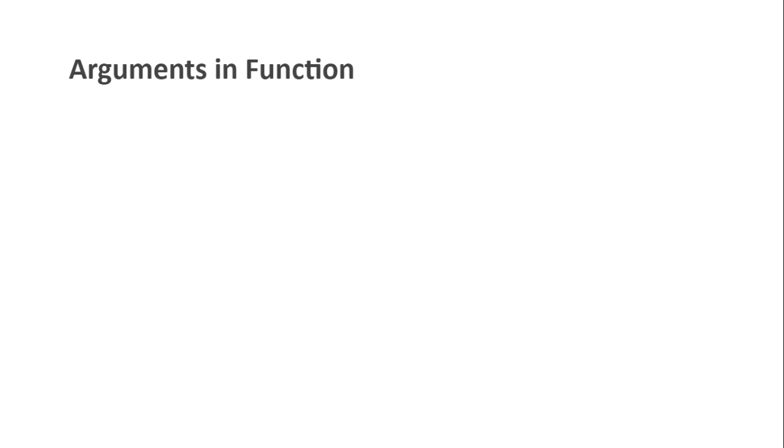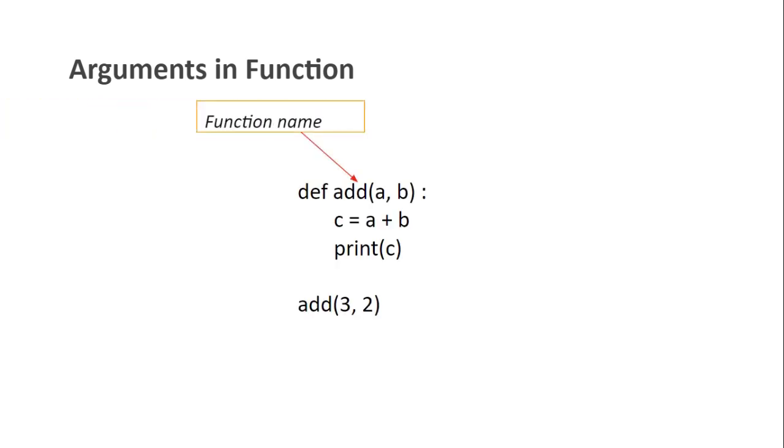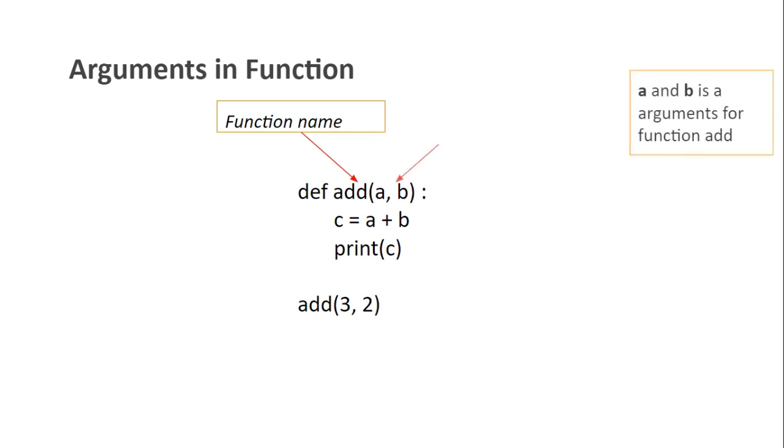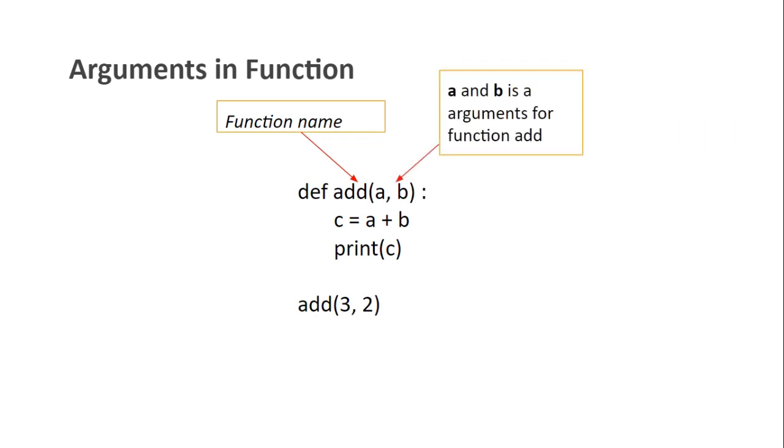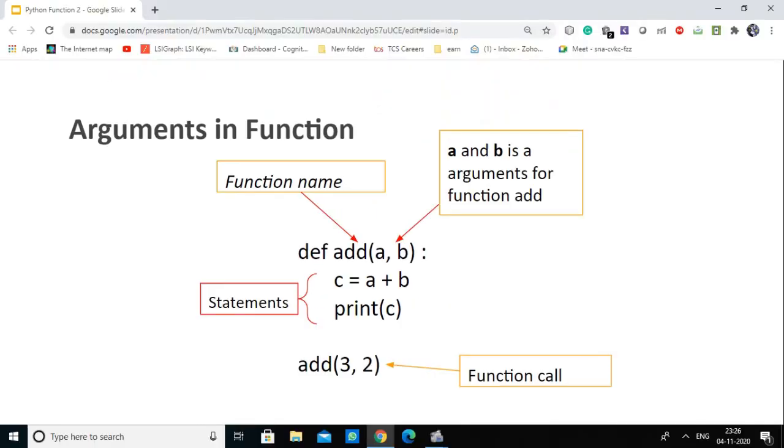So here we come to our next topic, arguments in function. So here def then add as a function name, and in parentheses we have a and b as arguments. Now we have statements after colon, and when we call a function then also we have to pass arguments. For better understanding of arguments, let's take it up to IDLE.